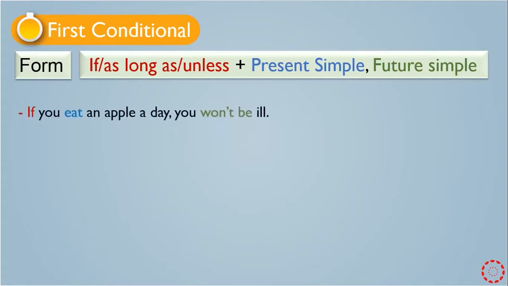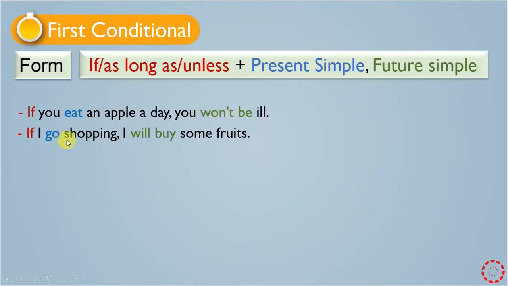Let me show you some examples. If you eat an apple, this is the positive sentence. You will not be, or you won't be ill. This is the negative. And another example, if I go shopping, I will buy some fruits. So look, in these two examples, the first sentence can be positive and the second one can be negative. I mean the future simple.